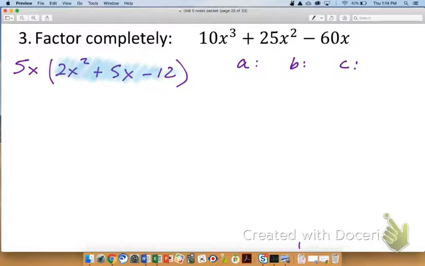Sydney, can you help me out? What's my A value? 2 is correct. Caroline, what's my B value? It's correct. Noah, what's my C? No. It's always a number. A, B, and C are always numbers. In this case, it's negative 12. Okay. So that means A times C is 2 times negative 12, which is negative 24.